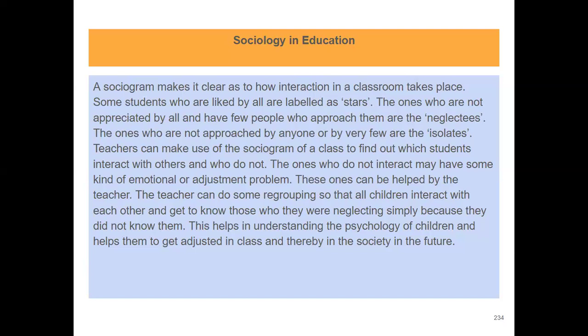Now, in a classroom, there are stars, students labeled as stars. Then there are neglectees. Then there are isolates. Who are they? Stars. Children who work well, who interact well with others are labeled as stars. Everybody appreciates them, and everybody knows about them.